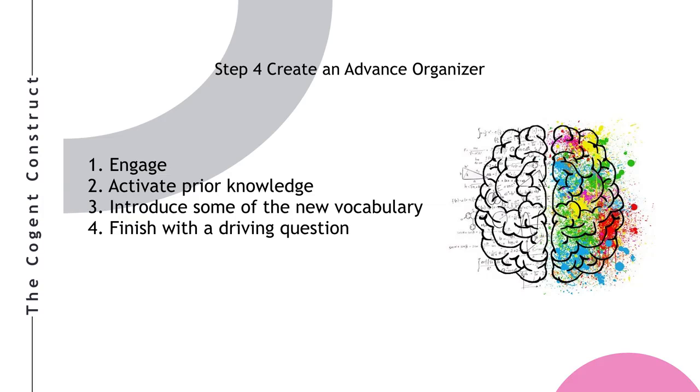When we teach anyone, we want to engage the mind, activate prior knowledge, and connect new information, vocabulary, and concepts to what we already know. This is a very big learning aid, and so here's how it goes. The first thing we want to do is engage the students using a video or an image or a little experiment. Then we activate their prior knowledge by asking questions. We start introducing some of the new vocabulary from the bank that we just created, and we finish with a driving question.